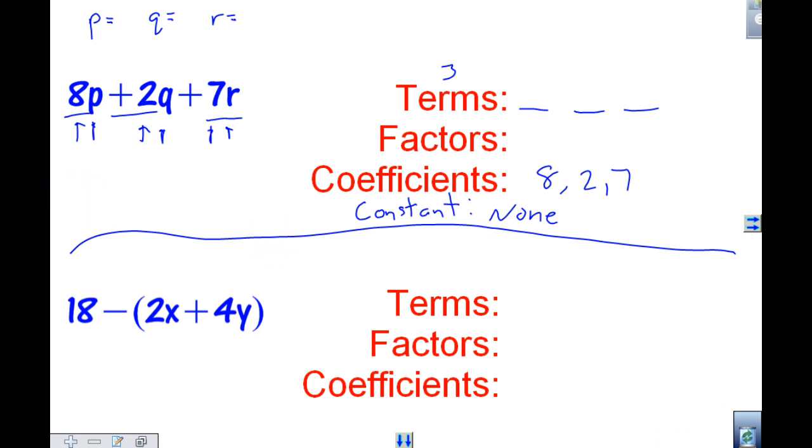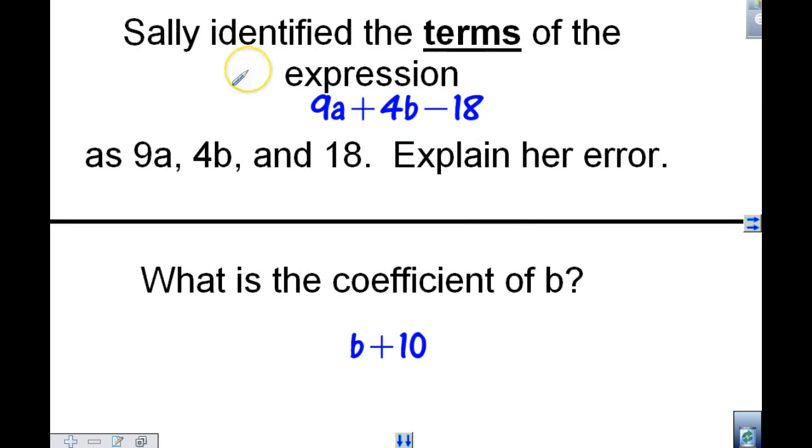Level 2, I like these ones. So if you really know something, you can teach it, and you can find errors. So looking at this, let's say somebody had this problem. They said, oh, the terms are 9a, 4b, and 18. Can you find the mistake? What is Sally's mistake? Okay. A little higher level thinking, because you have to really know the definitions, to know what is and what is not.